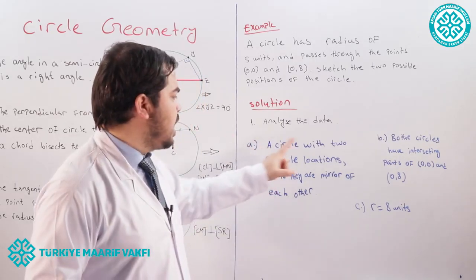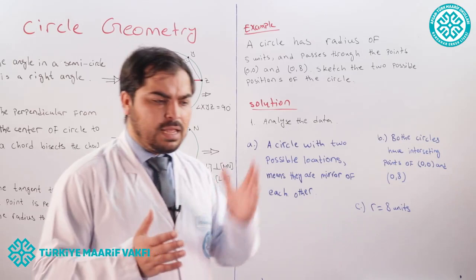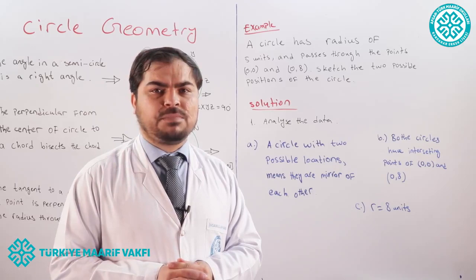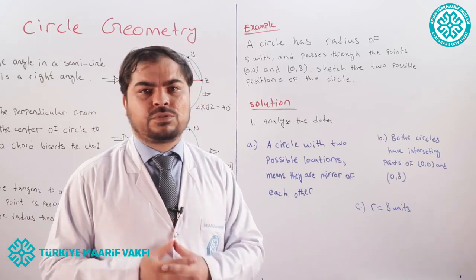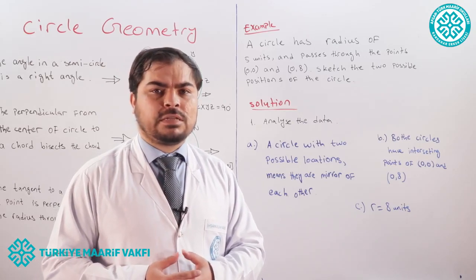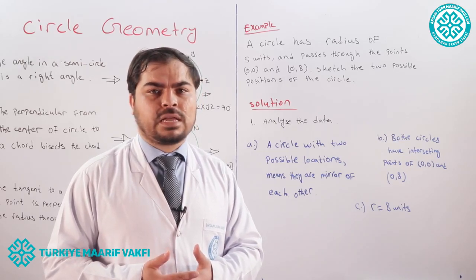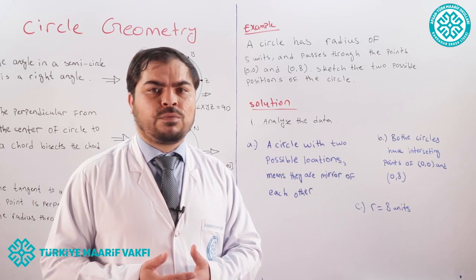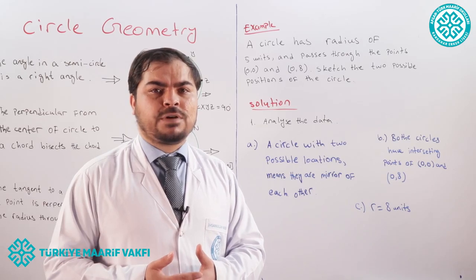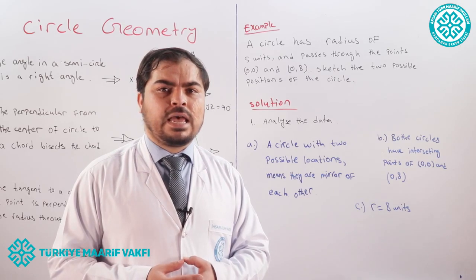centers. So a circle with two possible locations means they are mirrors of each other. Mirror means the same thing: one is left, one is right. It's not a copy, but it is a mirror. The same thing, but one is to the right side and one to the left side, on both sides of the coordinate plane, or in different quadrants. For example, some part of one circle may be in the second quadrant and the next part in the third quadrant, while the other is in the first and fourth quadrants. So this is called the mirror. It means they are the same, but in a different location.